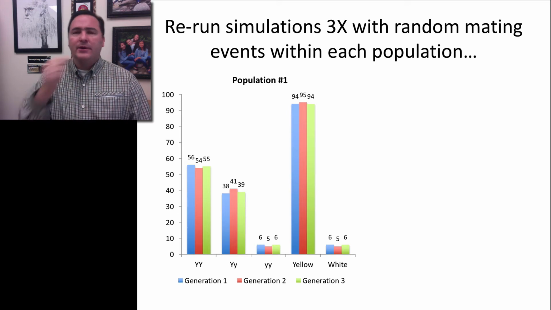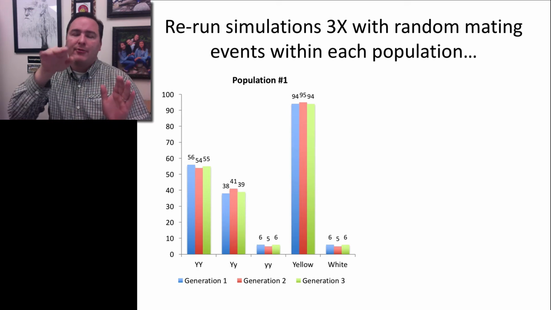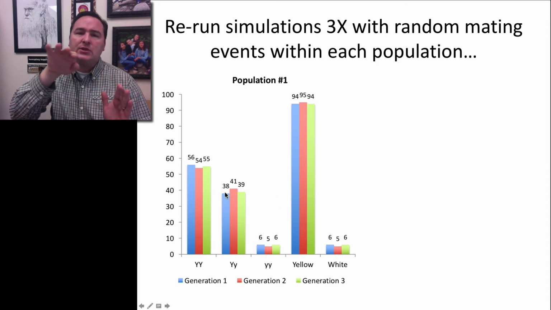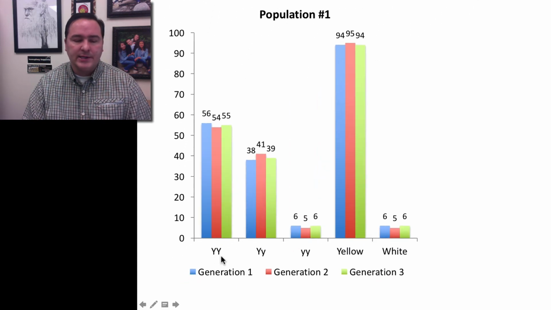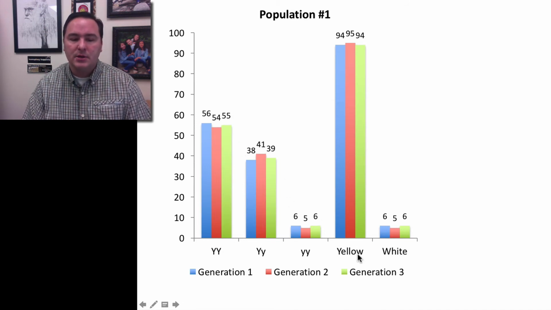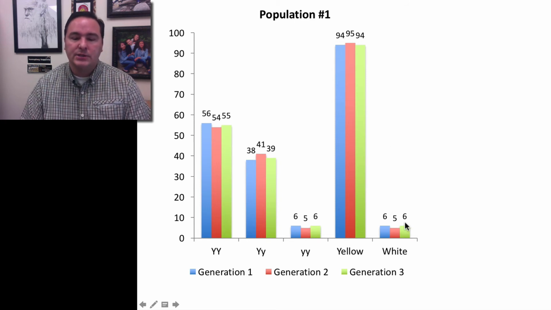If I were to do this over and over again, I could show you, and we could track through time, the movement or the change of these populations. And here I've broken it down into the genotypic frequencies for big Y big Y, big Y little y, and little y little y. And you can see that there is a little bit of change, not much, but a little bit. And then the last two here are the changes in the phenotypic frequencies, so for yellow flower and for white flower colors. And so you can see also a slight change.